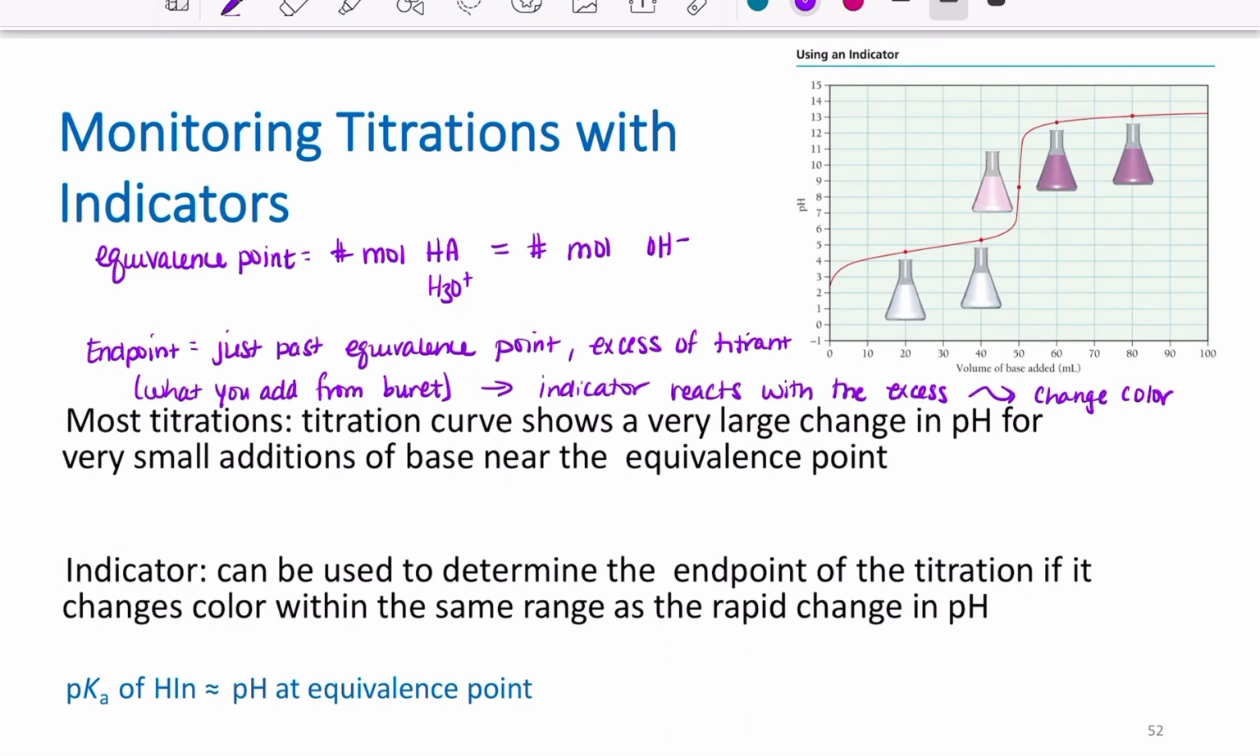So phenolphthalein is often used in acid-base titrations because it's going to turn to a light pink color around a pH of 8, 8.5, depending on where you're at. So phenolphthalein is one that if you've ever used the titration where it's gone from colorless to pink, you've used phenolphthalein. But there's a lot of other ones as well. Again, the pKa of the indicator is approximately the pH at the equivalence point.